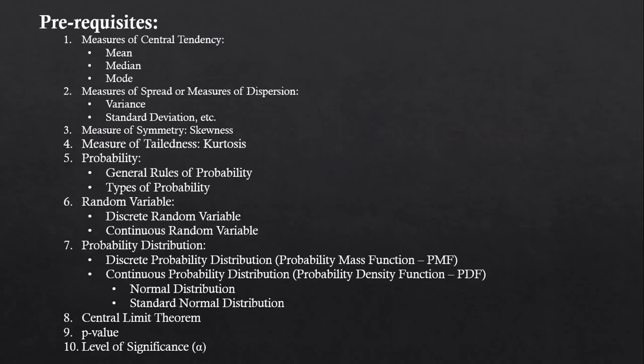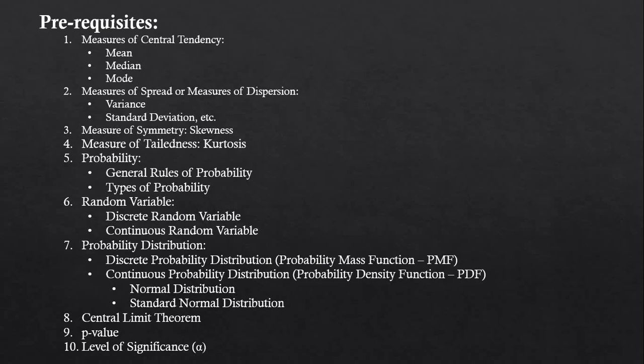To even enter this space of machine learning, certain basic concepts need to be well understood, which are measures of central tendency like mean, median, and mode, measures of spread or measures of dispersion like variance, standard deviation, etc., measure of symmetry, that is skewness, measure of tailness, that is kurtosis, and a few basic concepts of probability like general rules of probability and types of probability.